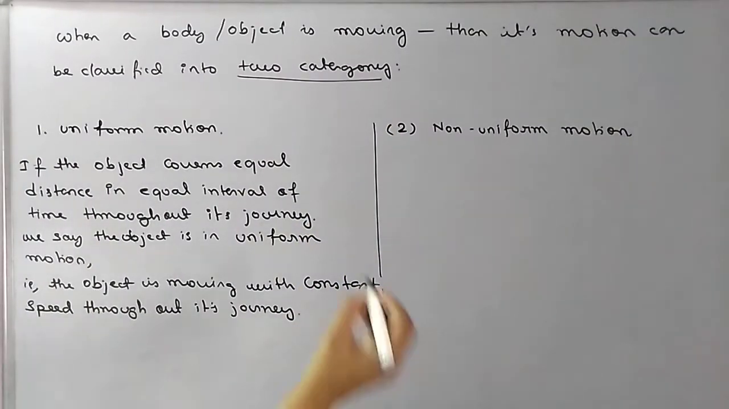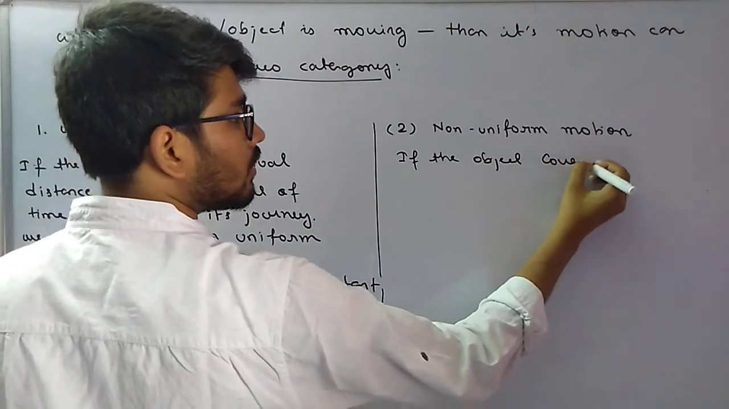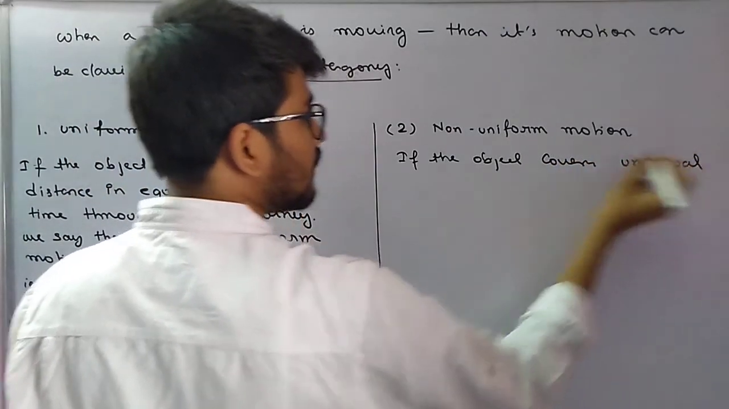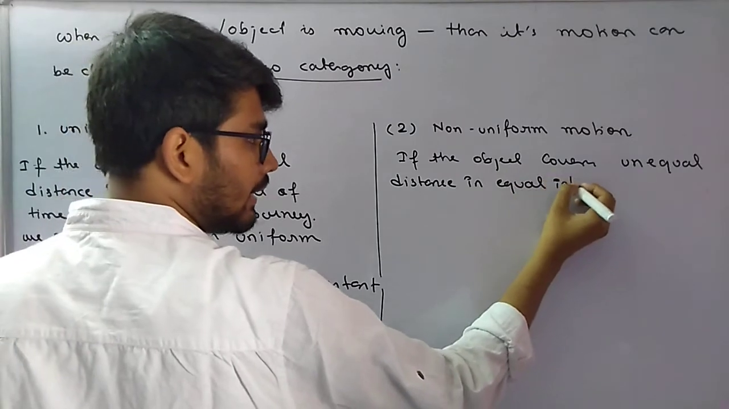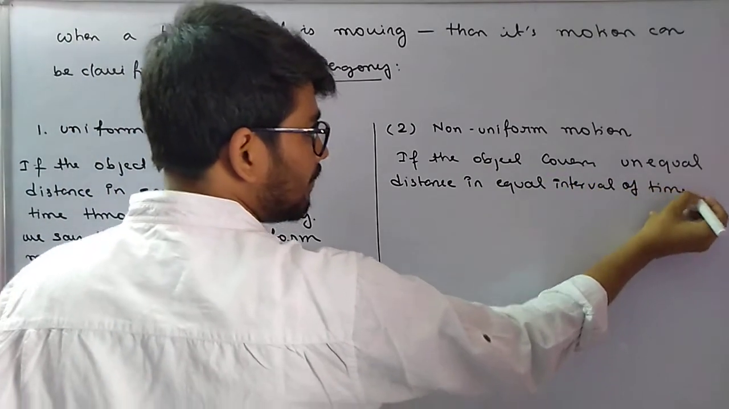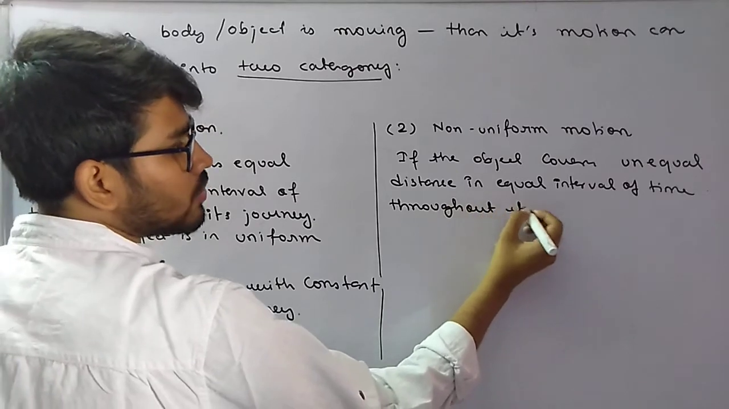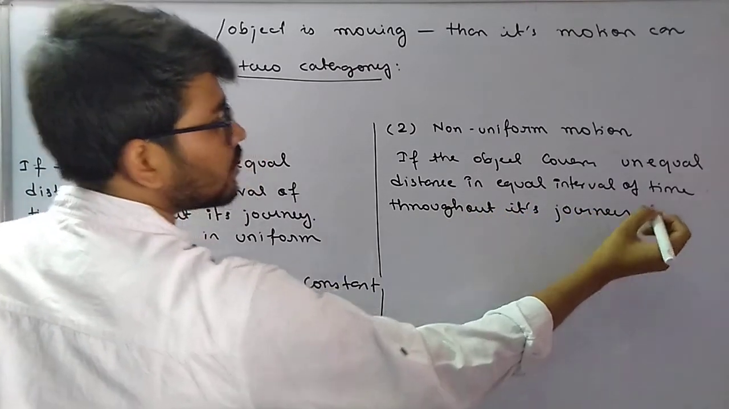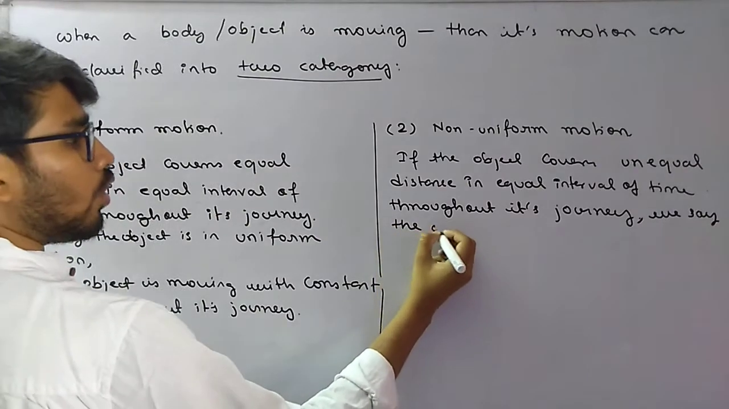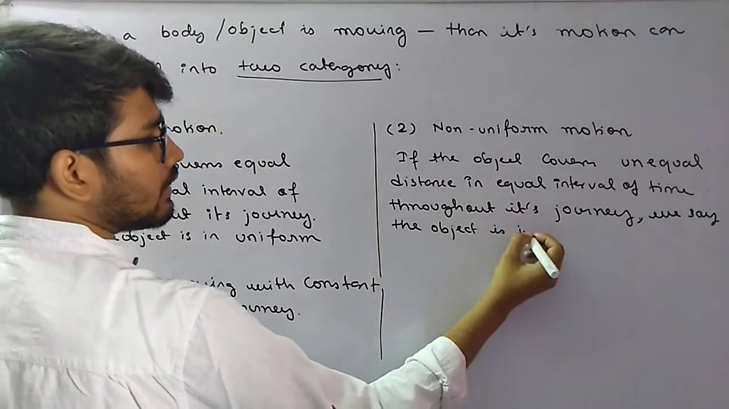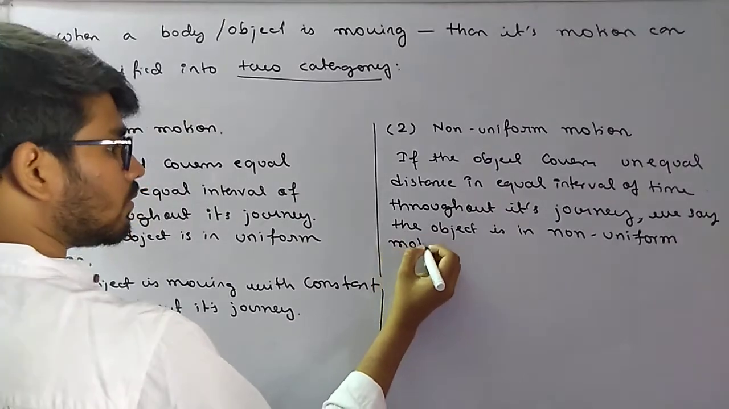Fine. On the other hand, if the object covers unequal distance in equal interval of time throughout its journey, we say the object is in non-uniform motion.